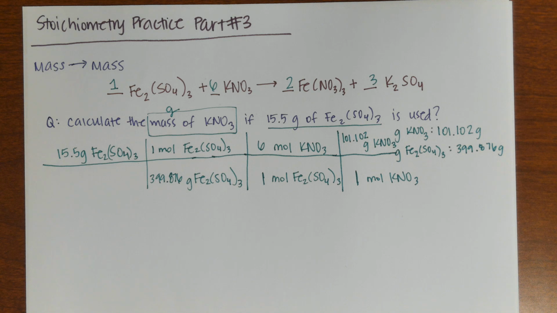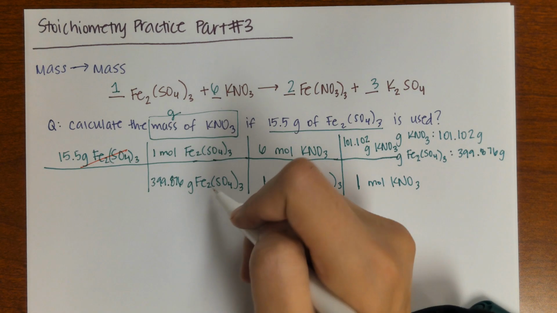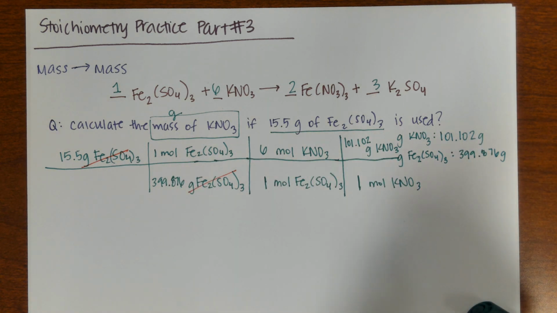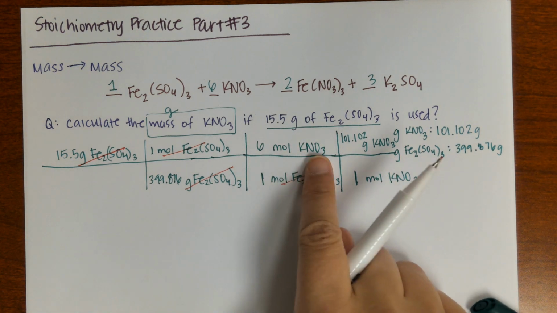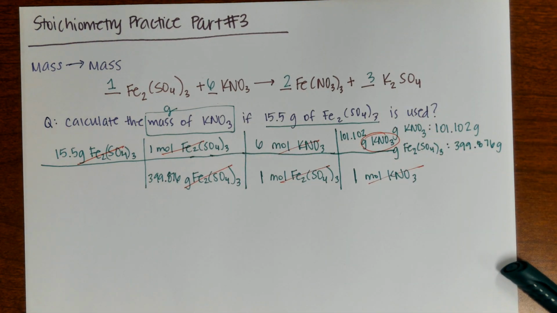Now we solve. Just to understand the units, grams of iron 3 sulfate cancels out because that's our goal, to get to the new unit that we want. Mole of iron 3 sulfate cancels out, mole of KNO3 cancels out, and then I want the grams of KNO3, which is in the question.